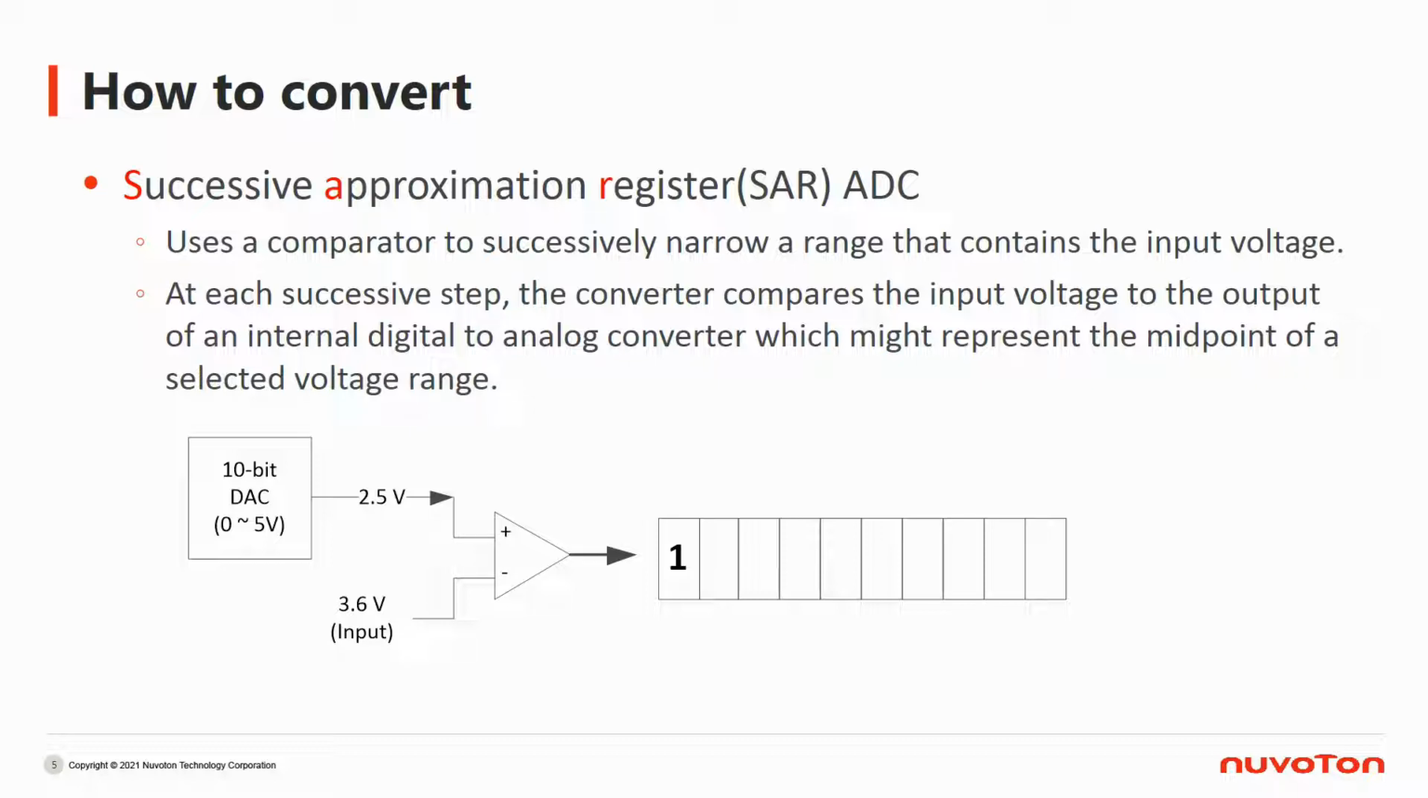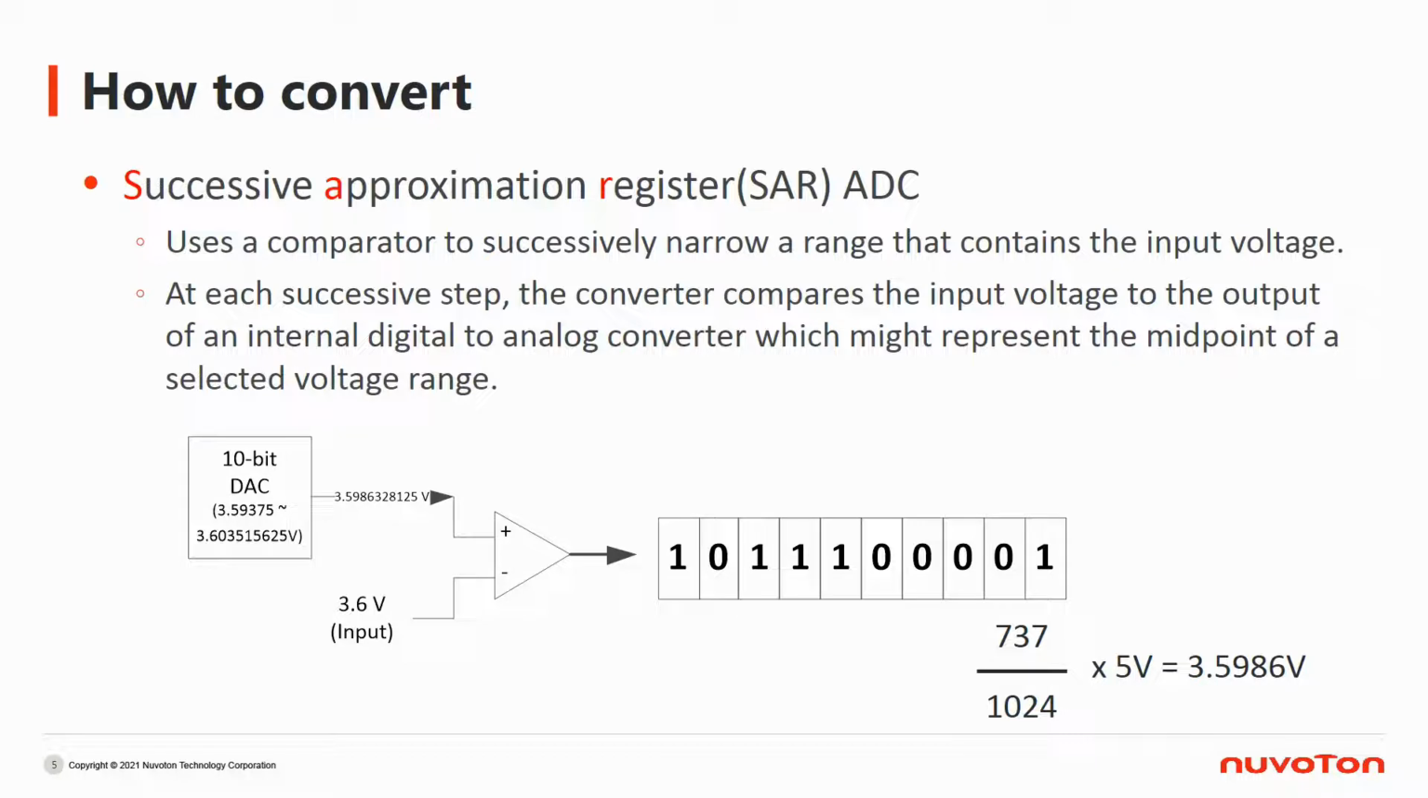We take the middle value between 2.5 volts and 5 volts, which is 3.75 volts, to do the comparison. Since 3.6 volts is smaller than 3.75 volts, the second bit would be filled with 0. Following the rule to fill all the bits, the result would be 101110001 in the end.